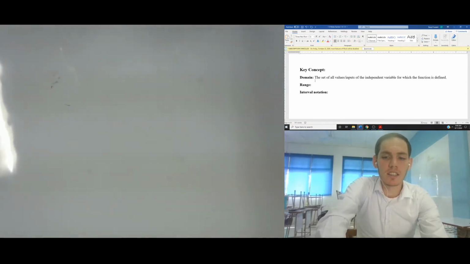Okay, when we say defined, it means there is a real value for the output. Okay, that is not something that we can't solve for. So infinity or not existing doesn't count. Okay, range is the set of all values slash outputs assumed by the dependent variable. Okay?